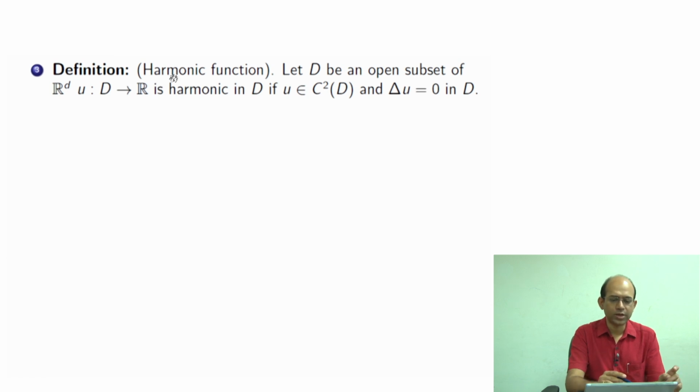So we first define what we mean by a harmonic function. Let D be an open subset of d-dimensional Euclidean space R^d. Let u be a function from D to R. So D is an open domain and u is a real valued function defined on D. We call this function u harmonic in D if u is twice continuously differentiable on the domain D. Furthermore, its Laplacian value is 0 everywhere in D.